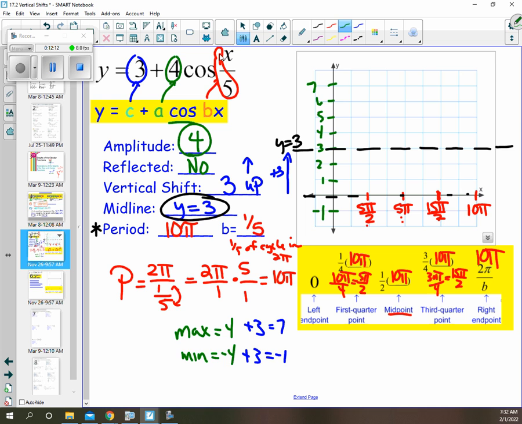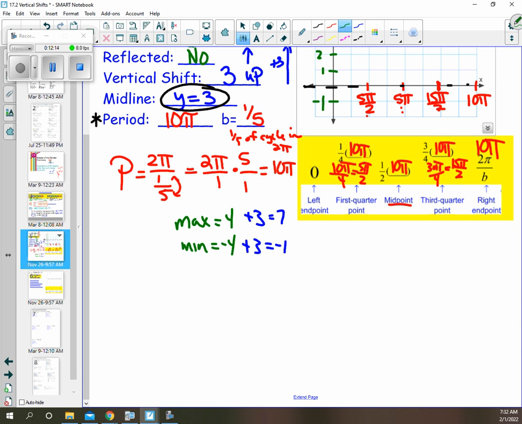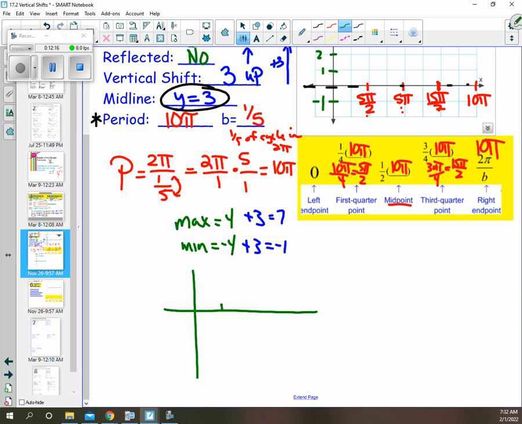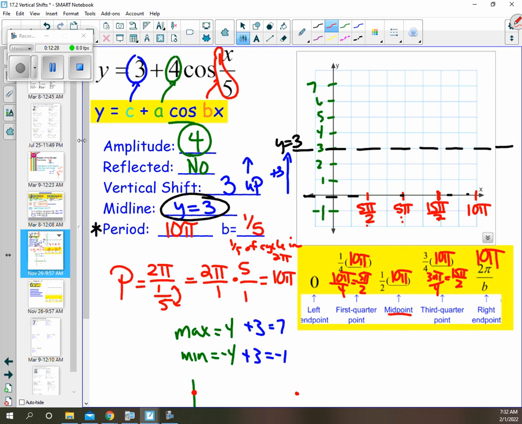Cosine, remember, think about your parent graph here. Cosine, when we think of our 4 quarters, those 5 critical points start at the max, middle, min, middle, max. That's our shape for cosine. So that's what we're going to do here when we graph. We're going to start at the maximum, right? So at 0, it's going to be at its max. But now we're not at 0 starting, we're at 3, right? Because that middle shifted up. So our maximum has to be 4 above that. So 1, 2, 3, 4.